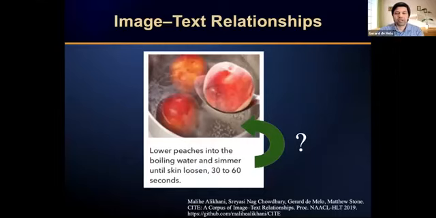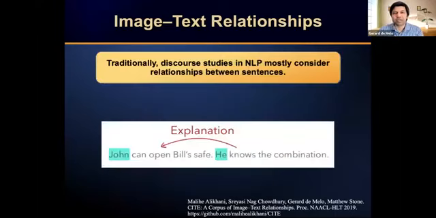And so in one of our studies, we looked back at traditional discourse studies in NLP. And there people annotate using some inventory of relation labels. They annotate how, for example, here, John can open the safe. He knows the combination. How does the second sentence relate to the first sentence? And in this case, according to one of the theories, it's an explanation.